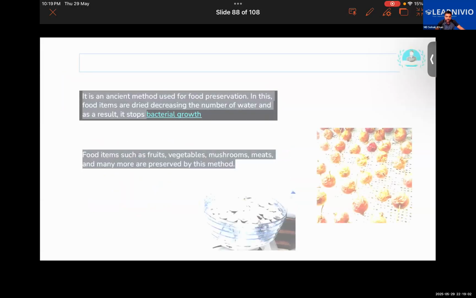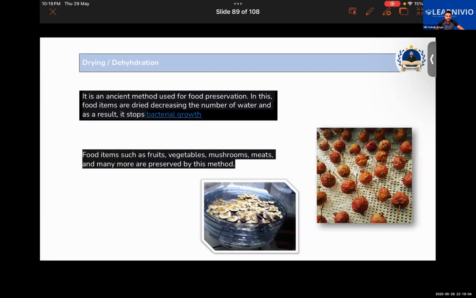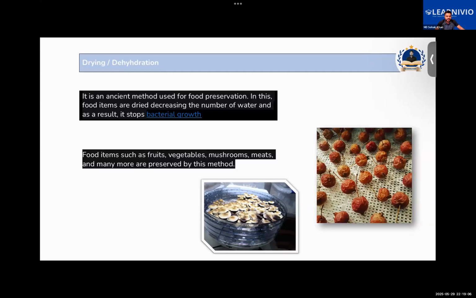Next is drying or dehydration. That is also one of the oldest methods used for food preservation. It is an ancient method, right? In this, food items are basically dried in the sun, sun dried, or dried by heating it. Certain types of fruits, vegetables, mushrooms, meats, and many more food items are preserved by this method.